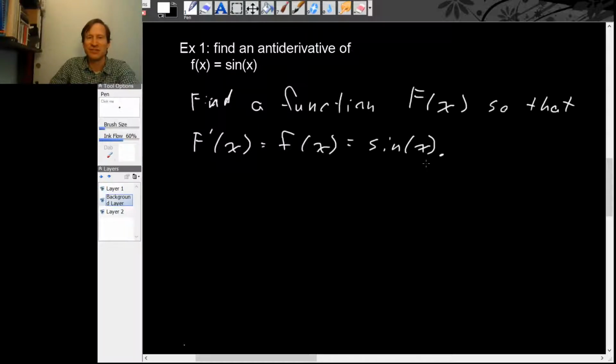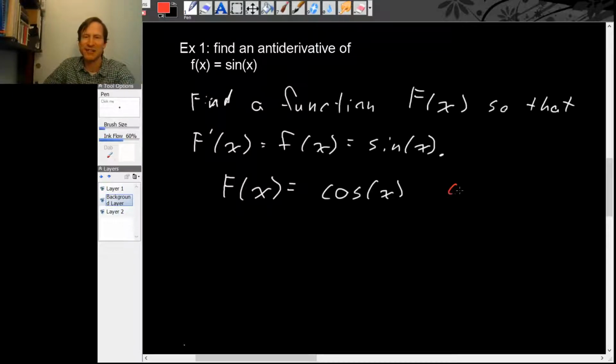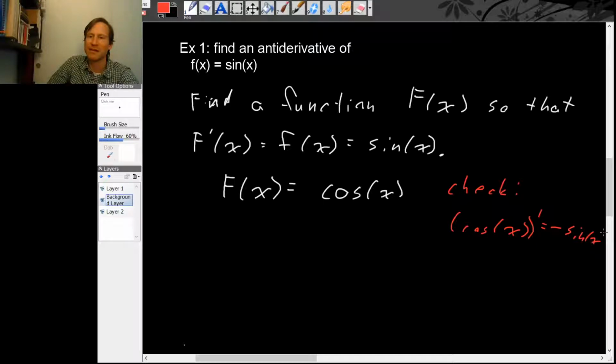Well, let's see. If you start with sine and just start taking derivatives, eventually you get back to sine. So the function right before you get back to sine of x would be an antiderivative. So that's going to be, well, it's cosine, but let's check that. If you take a derivative of cosine, you don't get sine, you actually get minus sine. So to have a correct antiderivative, we actually need a minus sign out front here.